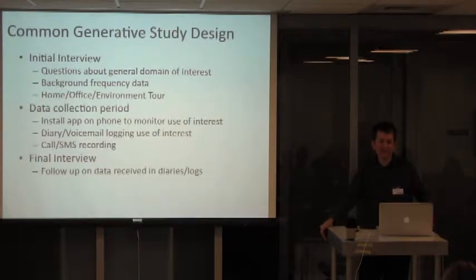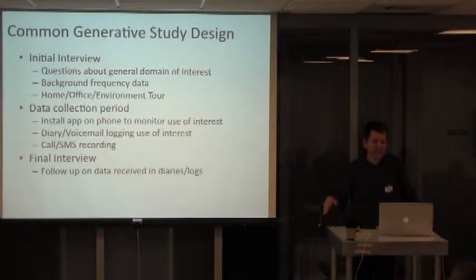So a common generative study for us looks like this. We have an initial interview where we usually ask questions about our domain of interest. We get some background frequency data on how often they're doing the thing we're interested in. We usually have a tour of their home or their office or their car or whatever the prime area we're interested in. Sometimes we'll walk around their campus with them if we're studying students, just so we know the kinds of places where they're probably using whatever we're interested in.